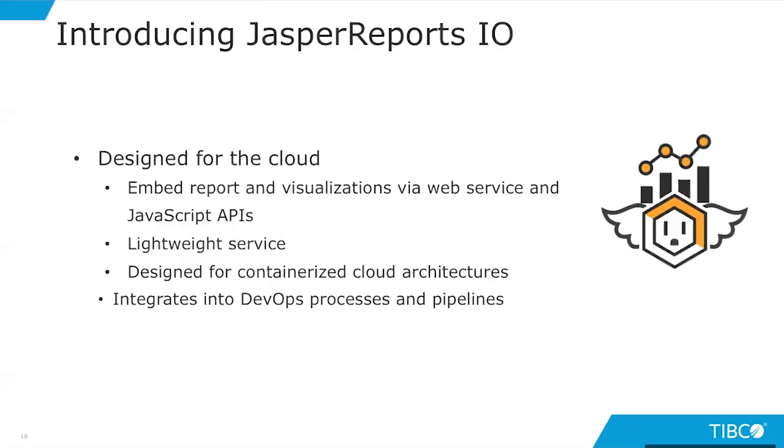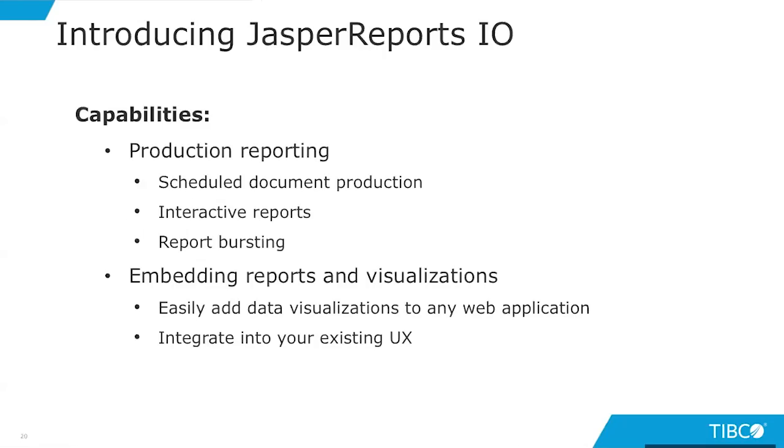We would have Jasper Reports IO. Jasper Reports IO, that's what we're talking about today. It's designed for the cloud. It allows you to embed reports and visualizations via web service and JavaScript APIs. It's very, very lightweight. It's designed for container usage and cloud architectures, and it integrates into DevOps processes and pipelines, as we discussed earlier. So what are some of its basic capabilities?